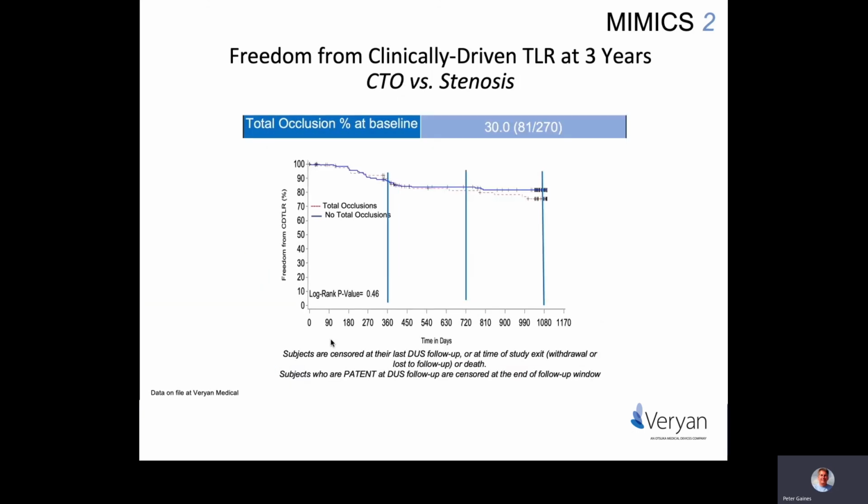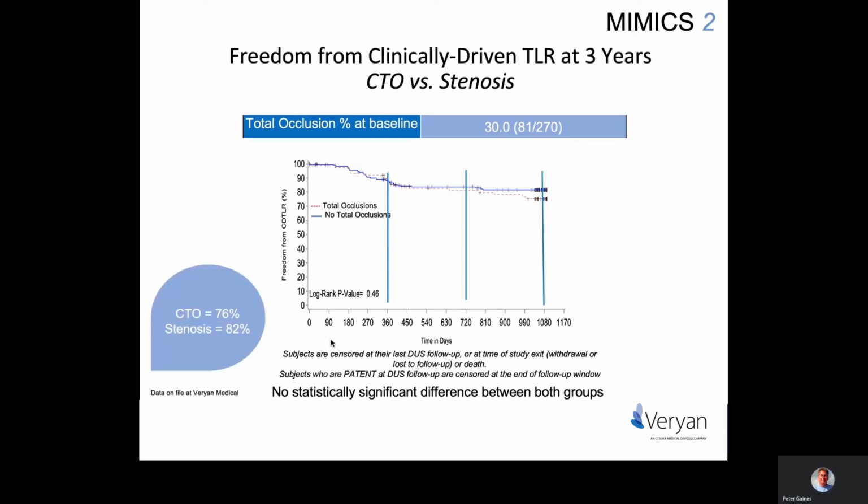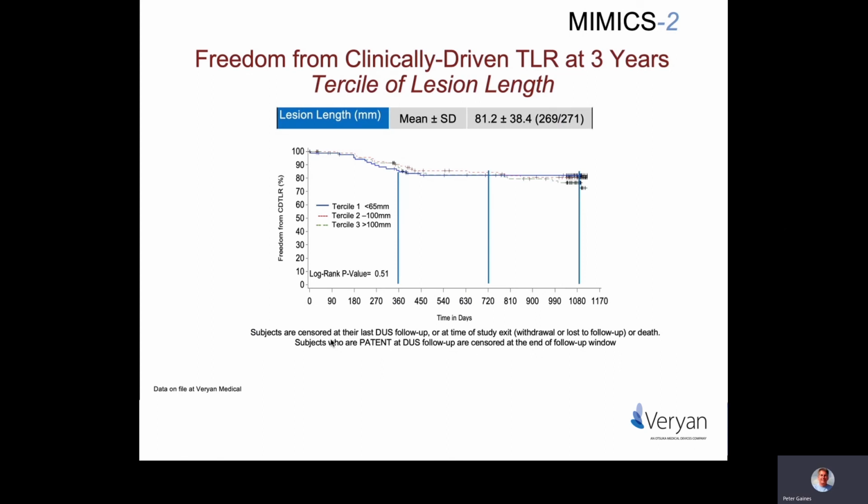Similarly, lesion complexity was divided between total occlusions and stenosis. And again, that increased lesion complexity did not have any effect on outcome out to 3 years. Neither did lesion length. Patients were separated into 3 groups, less than 65 millimeters, 65 to 100 millimeters, and greater than 100 millimeters. And again, those excellent CD-TLR outcomes were maintained out to 3 years, irrespective of lesion length.